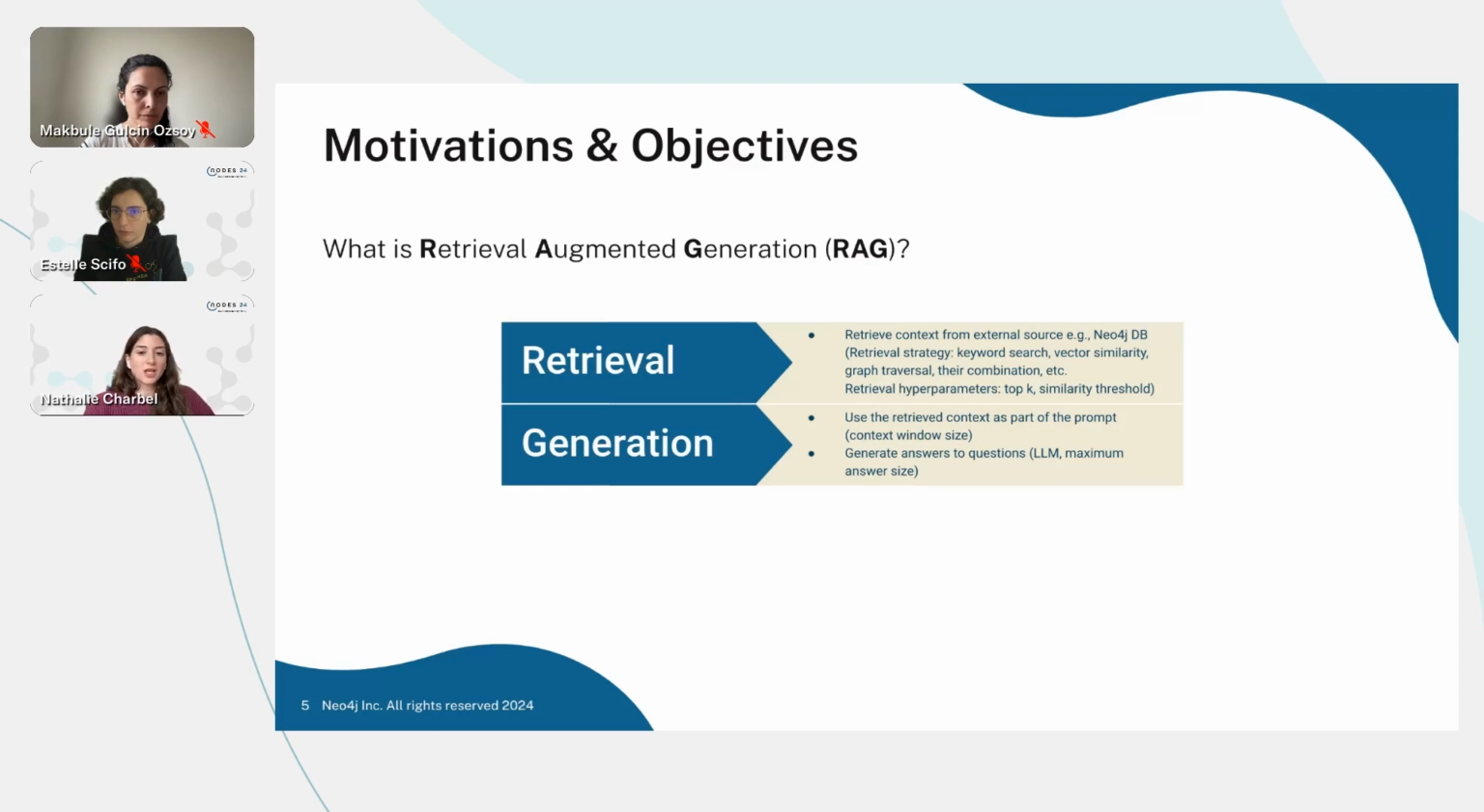In the generation phase, the LLM uses this additional context or additional information and answers the question. So here also we have different configurations and different parameters to choose. For instance, we have to choose which LLM to rely on in order to generate the answer, the maximum answer size, etc.